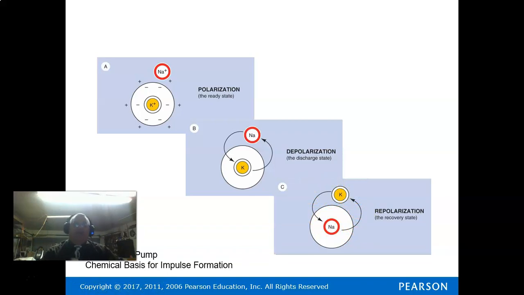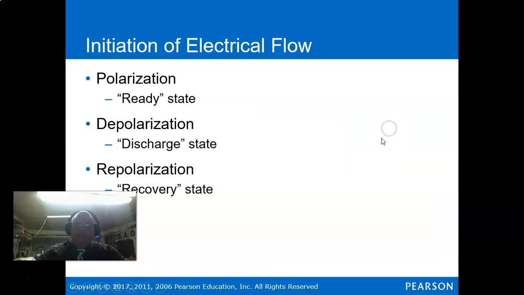So polarization is the initial electrical impulse that causes the physiologic response. Depolarization is the actual switching, and repolarization is the recovery state. That polarized state means it's ready to go. In depolarization, it gets the electrical shock and goes from there, and then it resets itself.